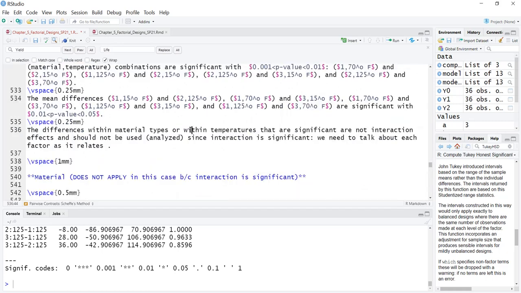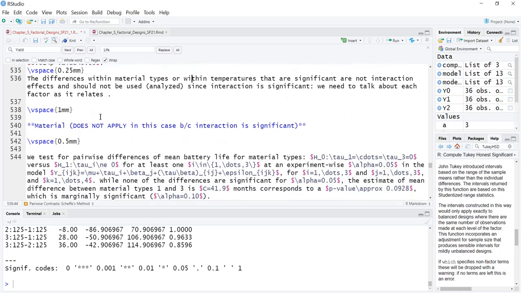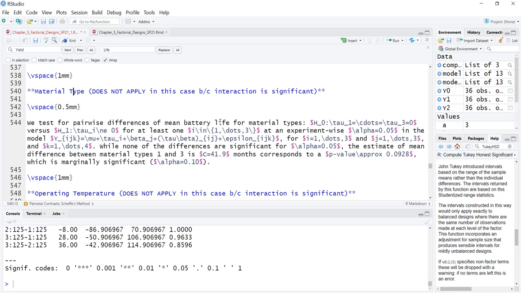Now, because you may not always have an interaction effect that's significant, I've also given you the write-up for material. Again, you would only do material if the material effect is significant. And this is material type, I guess I should say, because I just called it type in the table or in the data frame. But for material type, you only do this if material type is significant in your ANOVA and interaction is not. But again, I say this does not apply because interaction is significant. So we would not turn this in.